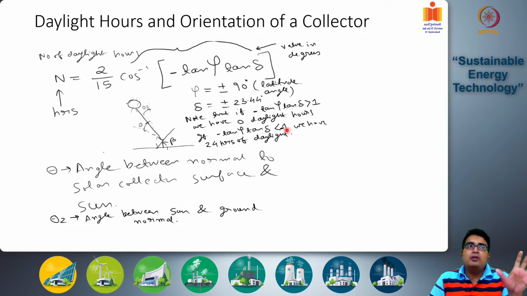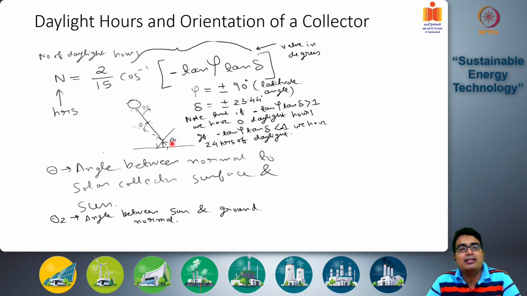Now that we know how to evaluate delta and the number of daylight hours, we have to evaluate what is the angle that the sun subtends on a solar collector which is inclined at a certain angle beta with respect to the ground. If you look at solar collectors, whether used for solar water heaters or in solar PV farms, the solar collectors are always oriented at a certain angle with respect to the ground, and this angle is what we call beta.